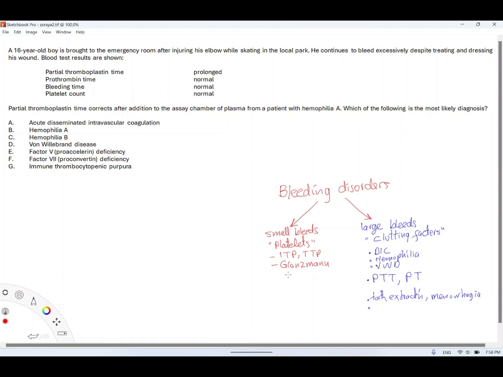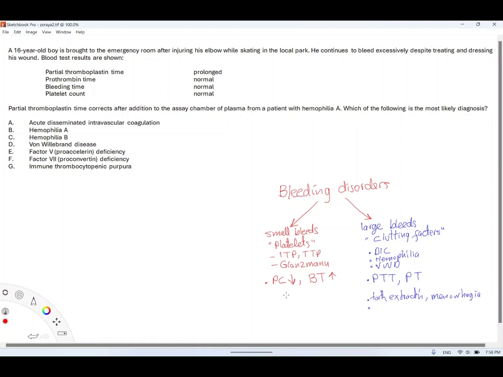So what are some measurements of platelet defect? Well, we look for platelet count. Platelet count should usually be low if it is a count problem. If the count is normal, then it could be due to abnormal shape. Another thing is bleeding time. Prolonged bleeding time is an indication of platelet defect.